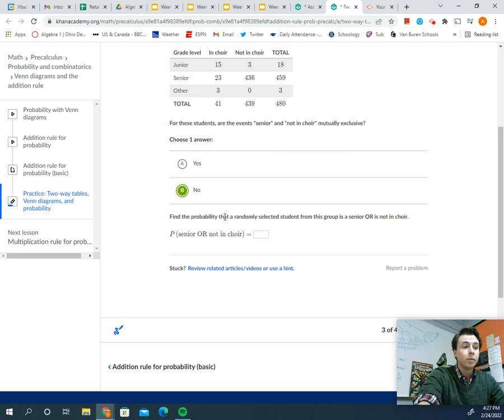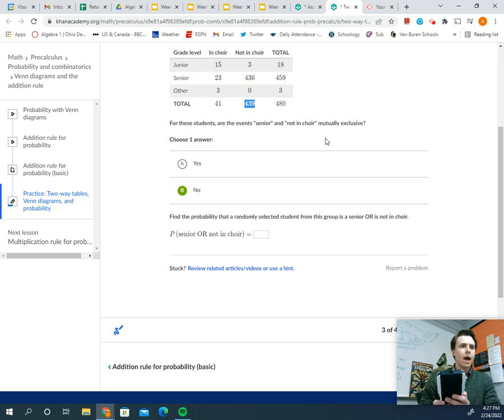Now we're told to find the probability that a randomly selected student is a senior or not in choir. With or, we think add. So we're going to be adding together these things. Now, I've got to be careful because they're not mutually exclusive. What do I mean by that? Well, with or we think add, so you go, okay, I'll just add the number of seniors and those not in choir, and we're good to go, right?